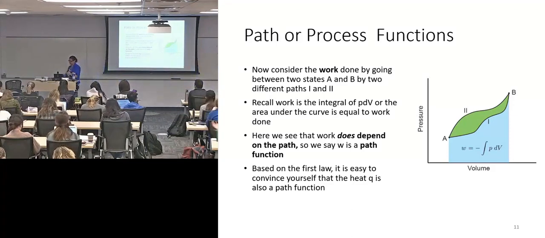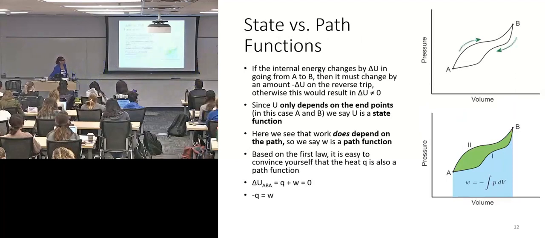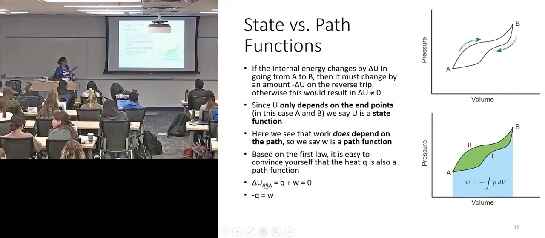And on the next slide, I have that repeated. So if you think through it, the change in internal energy going from A to B and then back to A, regardless of whatever, if you're taking two different paths, is going to be equal to 0. So if you just rearrange it, heat also has to be a path function.